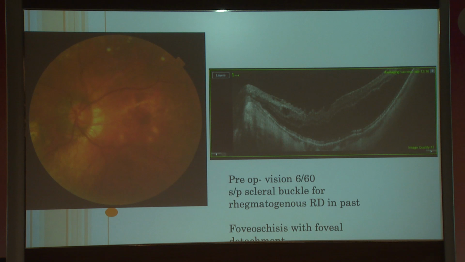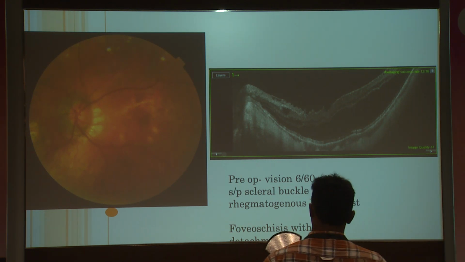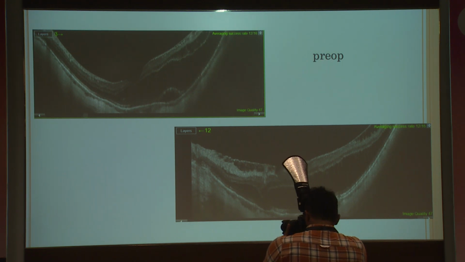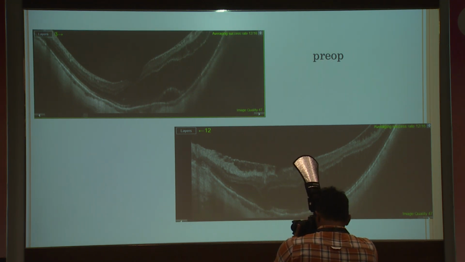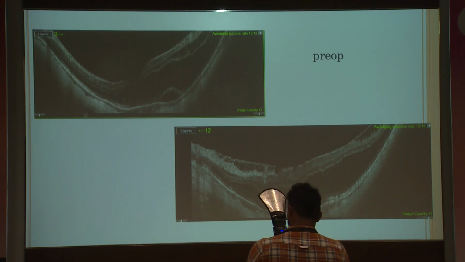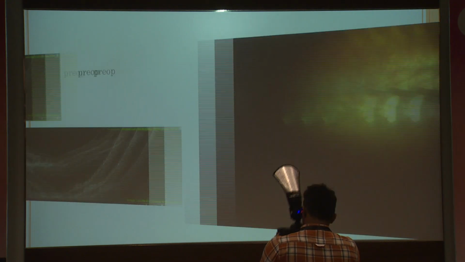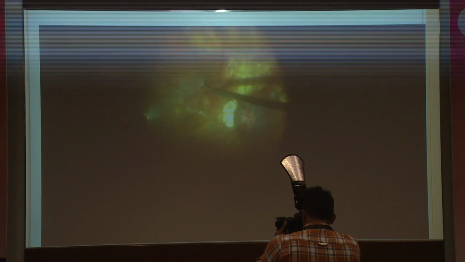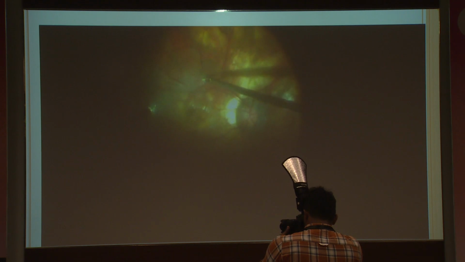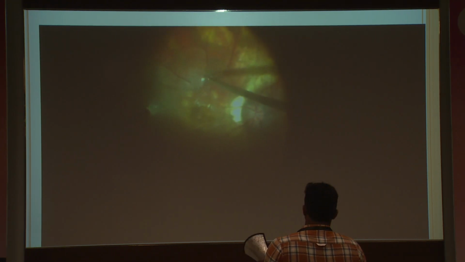Here's another patient who had a pre-op vision of 6/60. The patient had previously undergone scleral buckling for retinal detachment, came with foveoschisis and symptomatic, and had a foveal detachment also, as you could see. So to prevent any further loss of vision, and you can see the vitreous traction, that is what is commonly observed in most of the OCTs. And in this too, we stain with triamcinolone and peel the posterior hyaloid that is there.